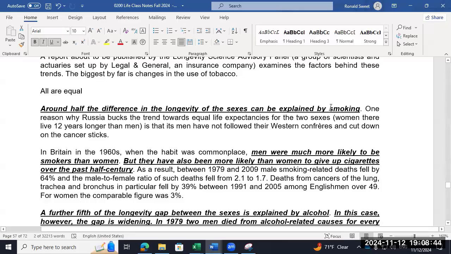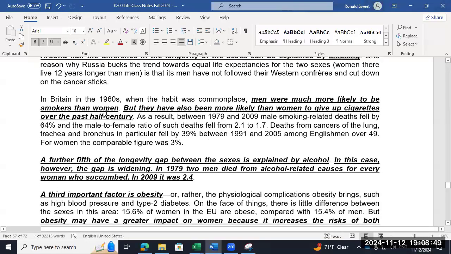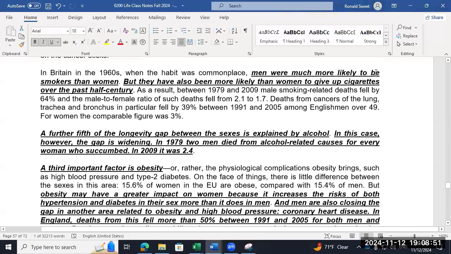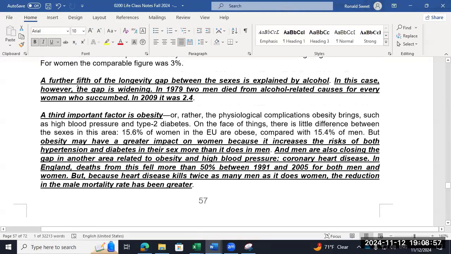Half the difference is smoking. So men have stopped smoking. Men were much more likely to be smokers than women, but they have also been more likely than women to give up cigarettes the last half century.